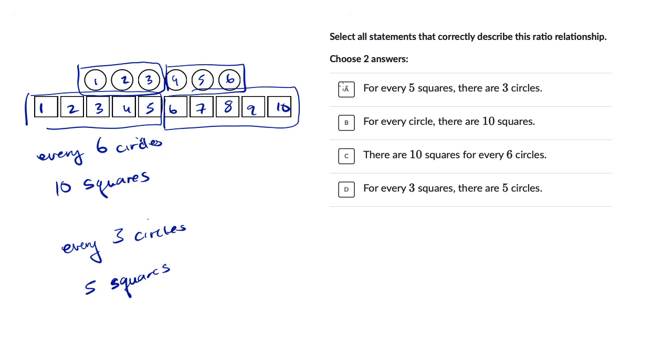Now let's look at the choices here. For every 5 squares, there are 3 circles. Well, that's just saying this the other way around. If for every 3 circles you have 5 squares, then it's also true that for every 5 squares you have 3 circles. So I like that choice.